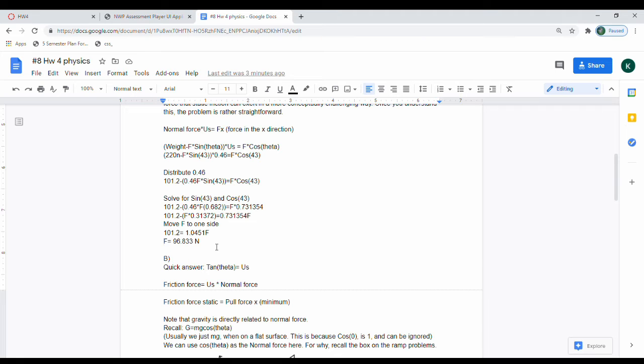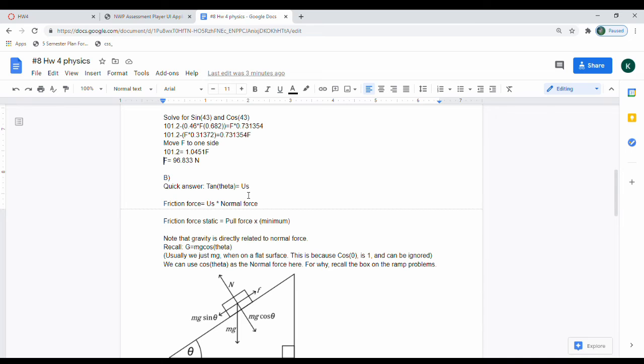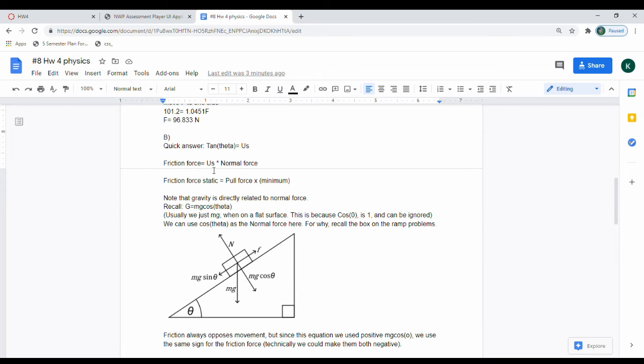And for B, in class he did tell us this, which is the way to tackle questions like this: to use tan theta equals mu static friction, or whatever friction the question is asking you. So you can skip forward, or if you want me to explain, I'll be including this part in. It'll be a little lengthy. So we know that friction force equals mu static times normal force. And when it reaches the maximum, before it starts moving, the static force is exactly equal to the pull force. So I'll be using them interchangeably here.